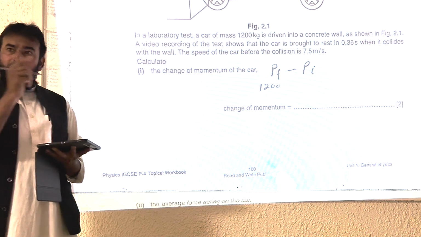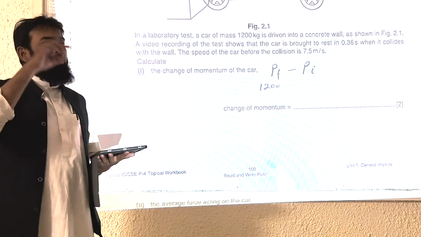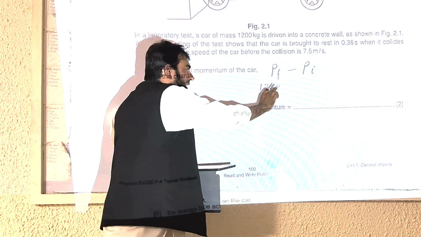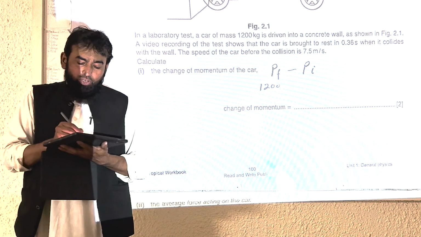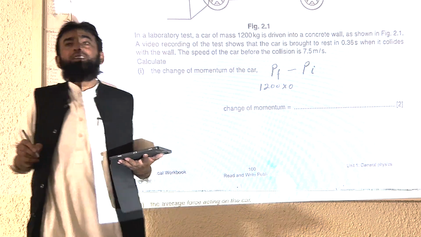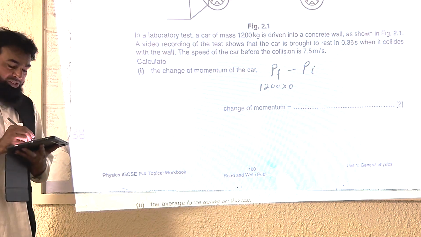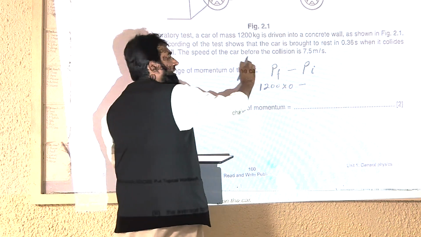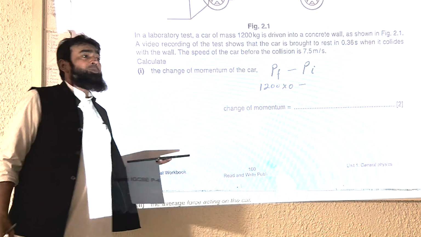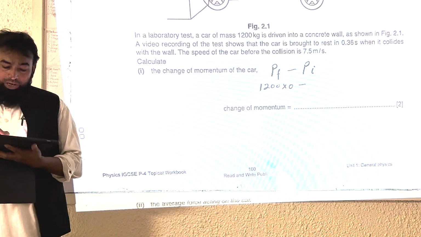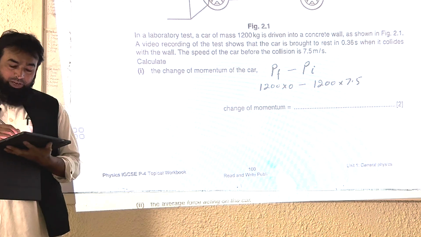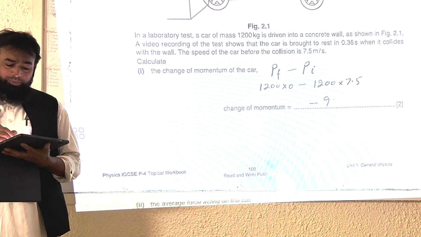So finally, after colliding with the wall, the car comes to rest. So what will be the final momentum? 1200 multiplied by 0, because the final velocity will become 0, minus the initial momentum. Initially, before the collision, the car was moving with 7.5 meter per second. So this same 1200 will be multiplied by 7.5. Okay, 9000. So here the negative sign comes.